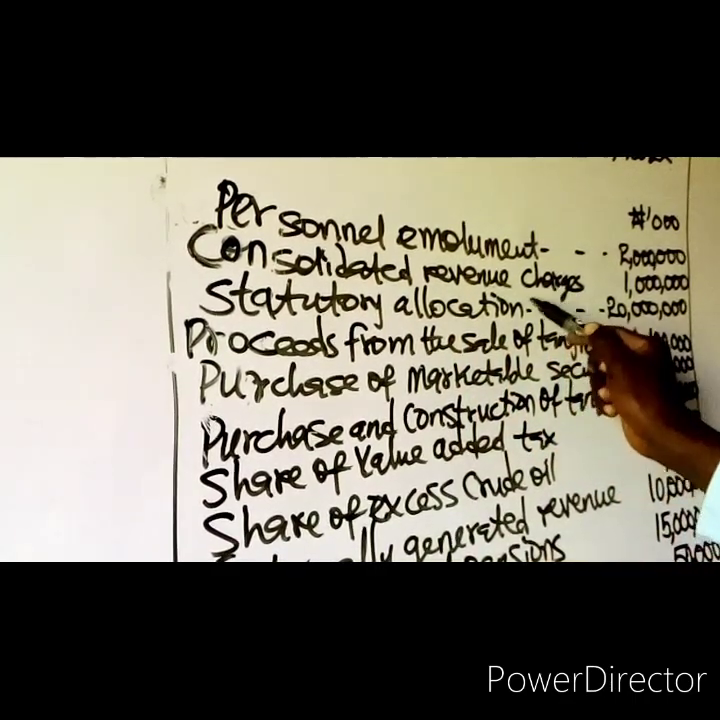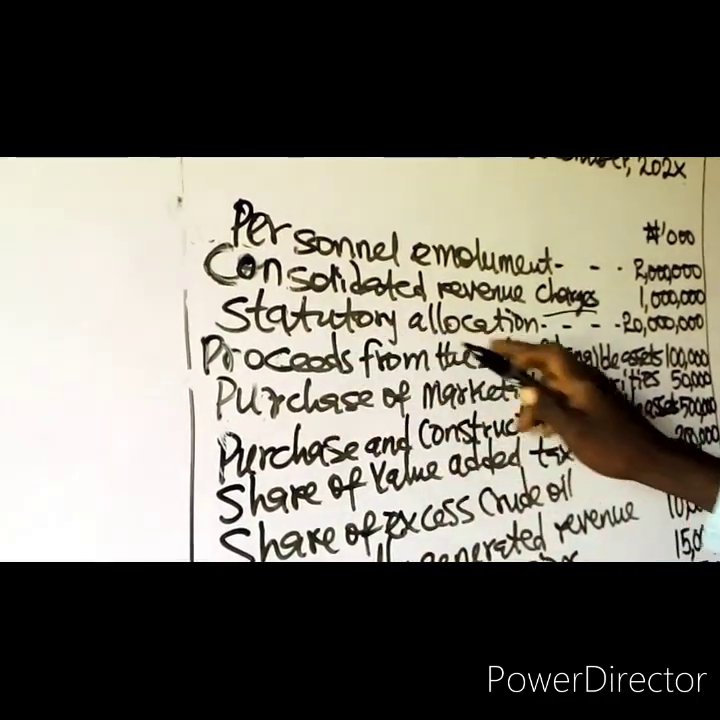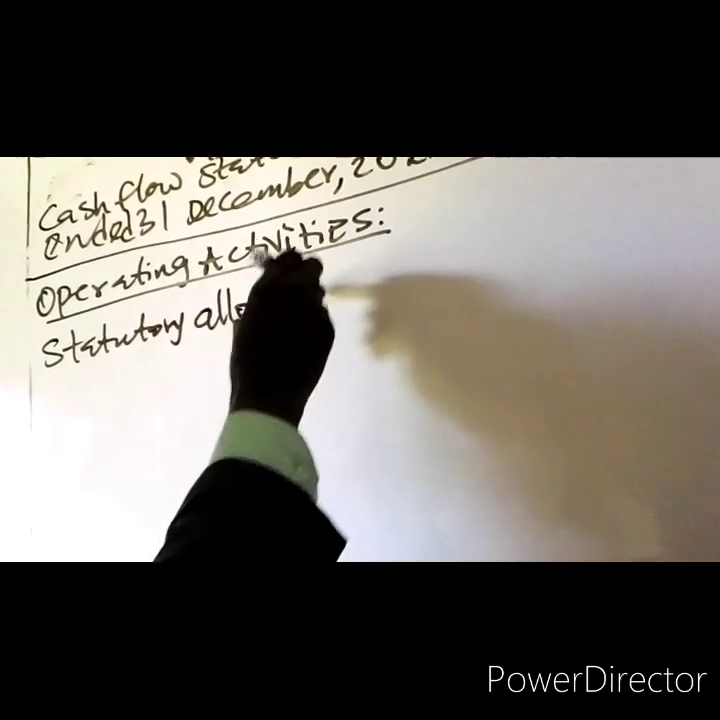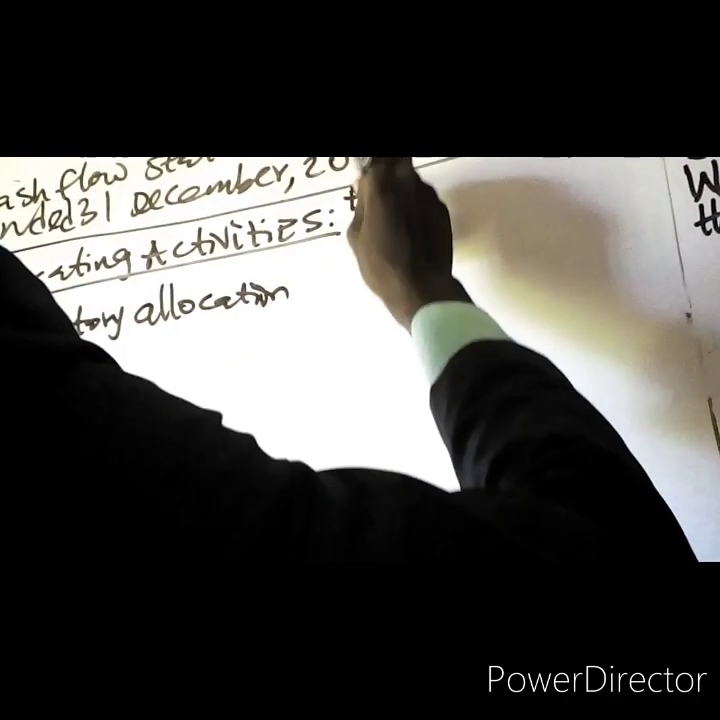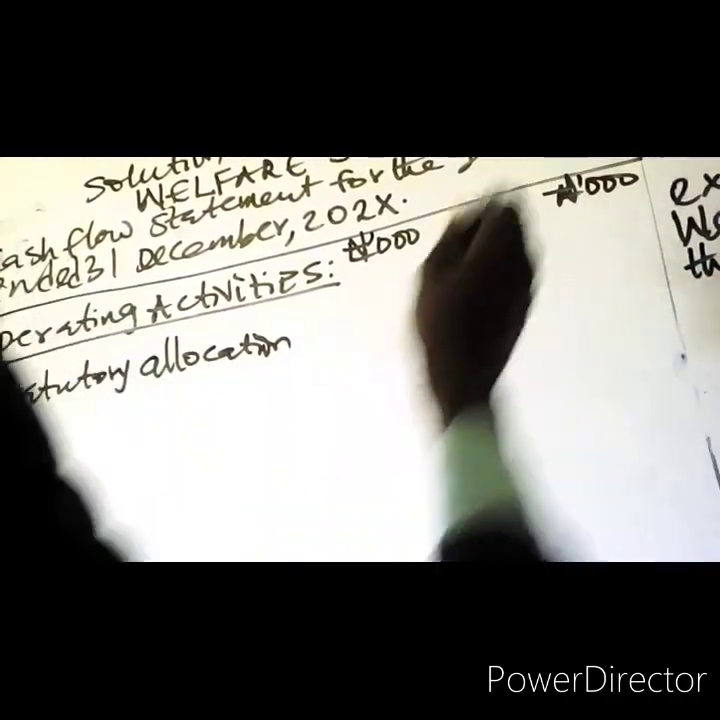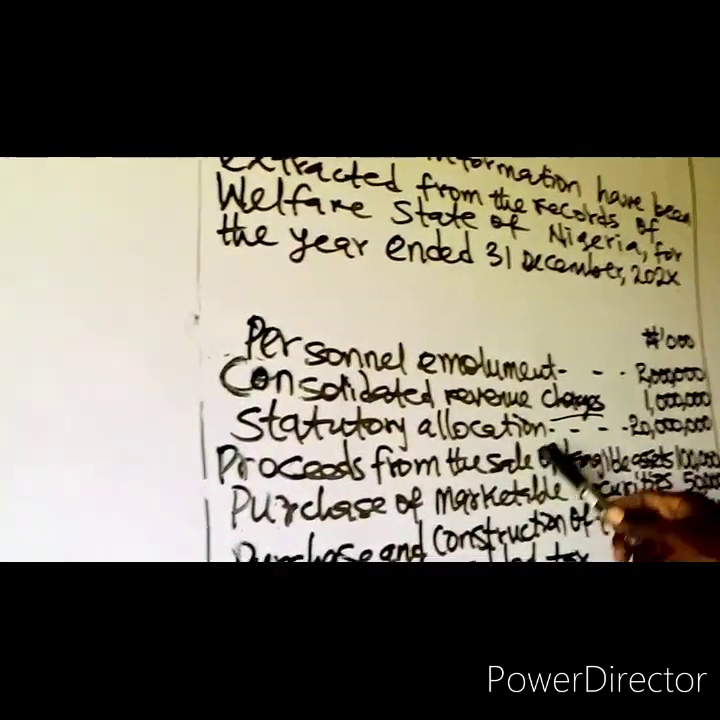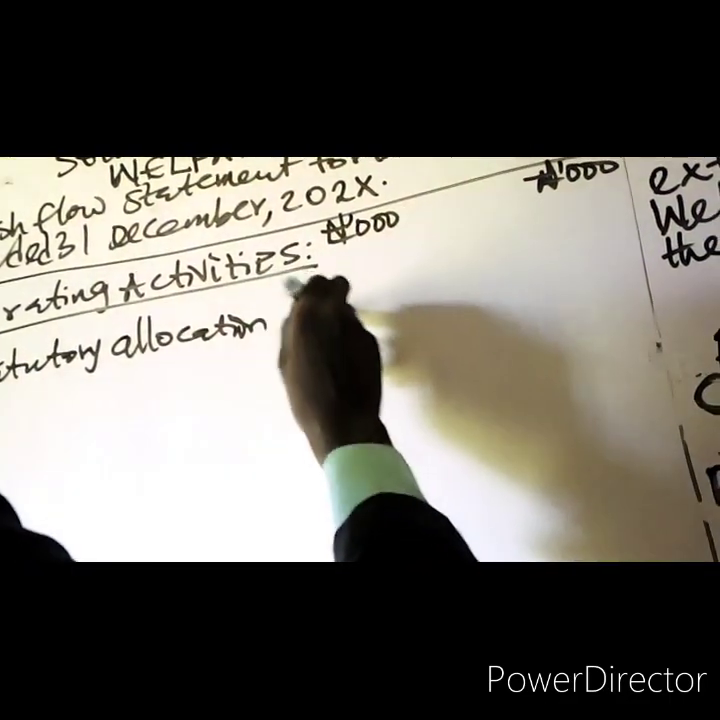Consolidated revenue charges, because it is a charge, is also a payment. It is an operating activity. Statutory allocation, that is revenue. Let's put naira in two places. There are triple zeros at the top of the question. You should equally add yours. Please don't forget to add the triple zeros since it's at the top. Statutory allocation is 20 million.